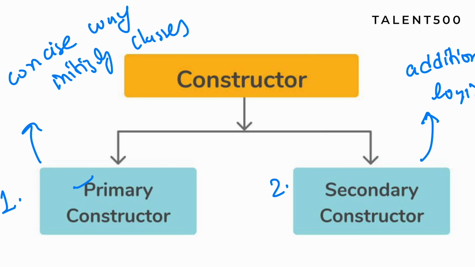If you have to, let's say, give multiple parameters, a lot of varieties there, then in that case you will go ahead with the secondary constructor. Otherwise the primary constructor should be your go-to for initializing the classes. Yeah, the primary constructor is part of the class header. Let me give you an example here only.